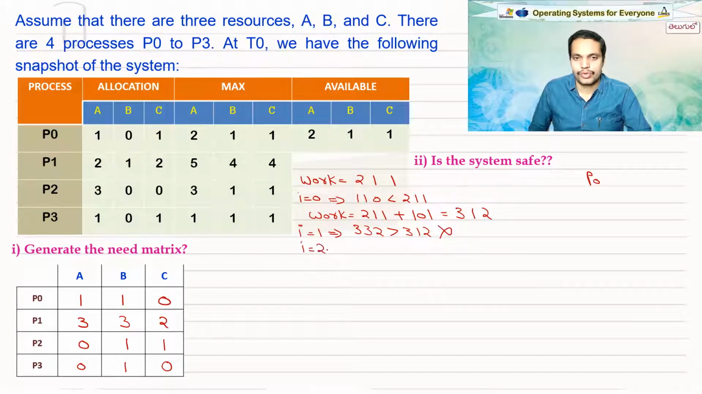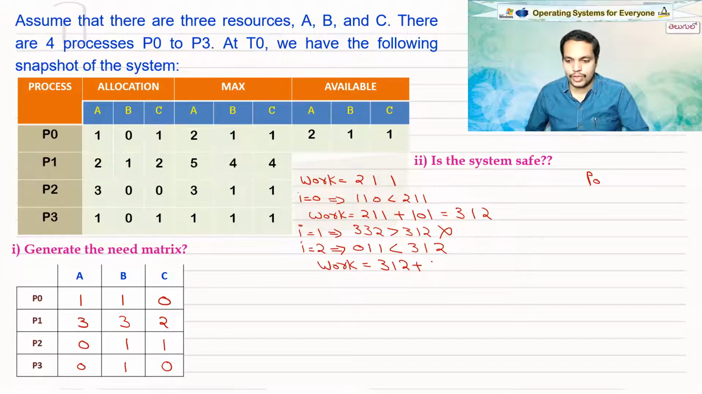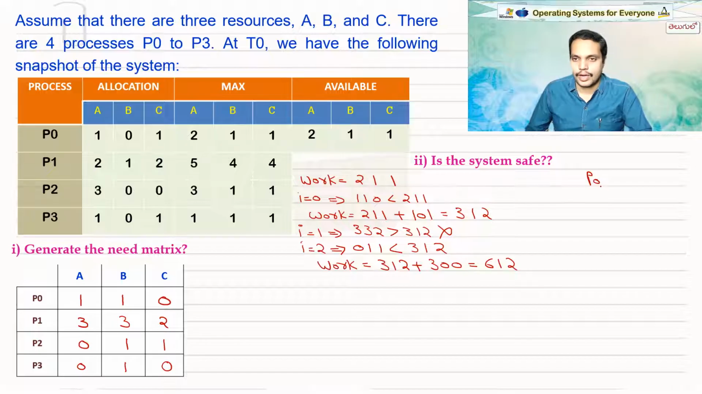Let me move on to I is equal to 2. I is equal to 2 means P2, 0, 1, 1, which is less than my work, which is 3, 1, 2. So now the new work will be work is equal to 3, 1, 2 plus allocation of P2, 3, 0, 0, which now I will get as 6, 1, 2. This is the new work, and after P0, P2 can execute. I need to add this into the safe sequence.